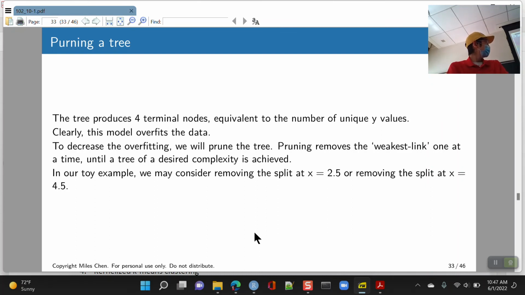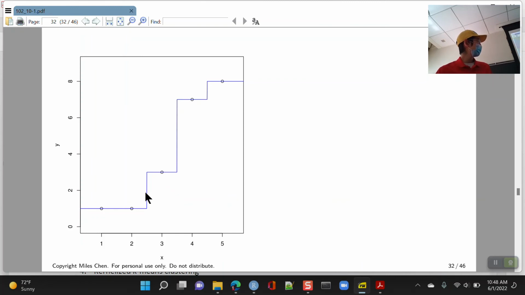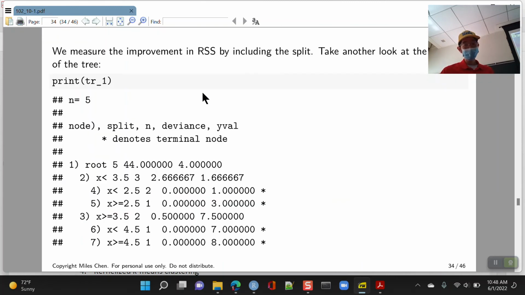Because it overfits, we're going to prune. Pruning is the idea that we remove the weakest link, the weakest split, until a certain complexity is reached. So which split should we remove first? Should we remove the split at 2.5 or the split at 4.5? Do we remove this split or this split?